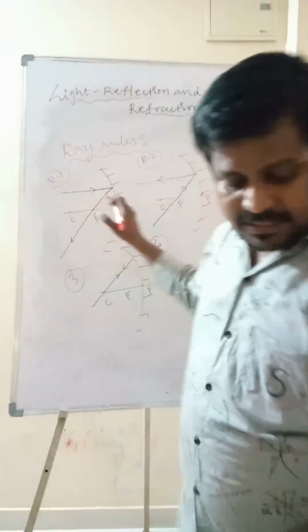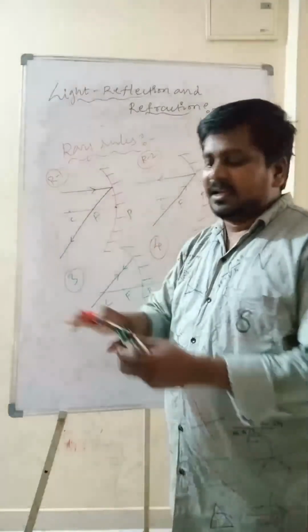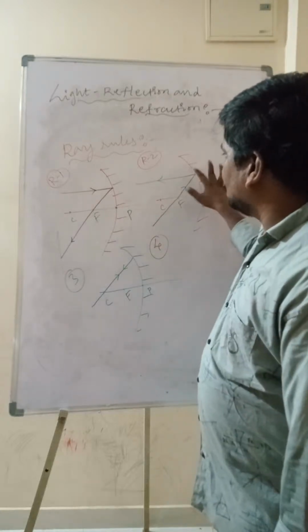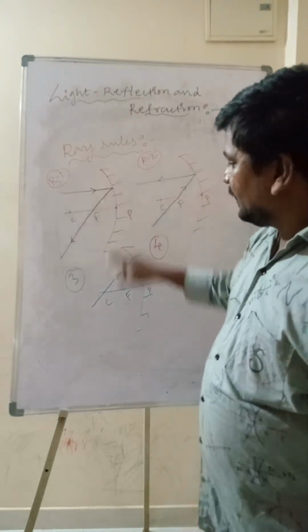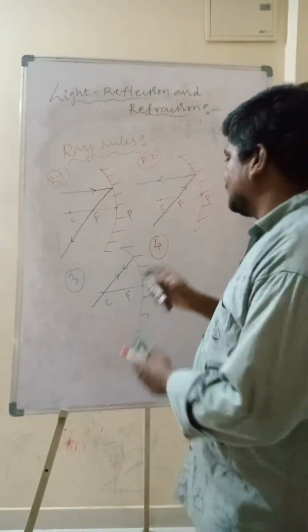So we need to understand these four ray rules. Ray 1, a light ray coming from infinity, after reflection passes through the focus. A light ray passing through the focus, after reflection moves towards infinity. A light ray passing through the center of curvature. Okay, next, the last one.